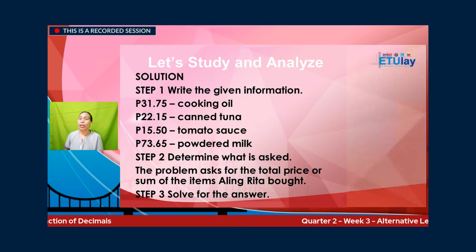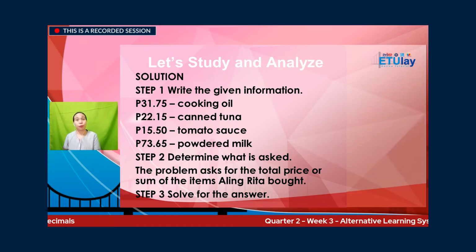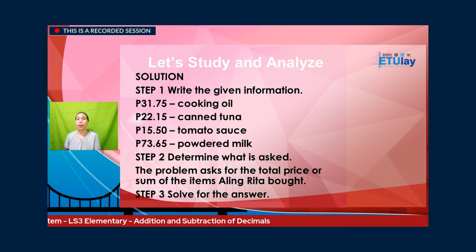To solve, we got some steps to follow. First, write the given information. Cooking oil, 31.75. Canned tuna, 22.15. Tomato sauce, 15.50. Powdered milk, 73.65. Next step, determine what is asked. The problem asked for the total price or the sum of the items Aling Rita bought. Then the last step, solve for the answer.